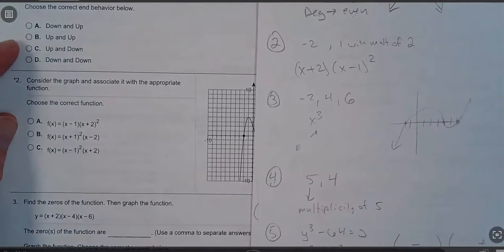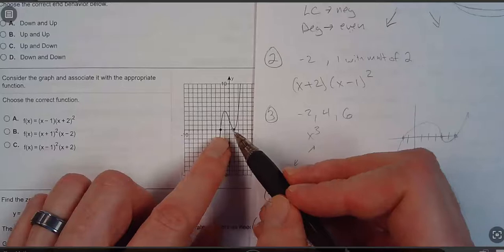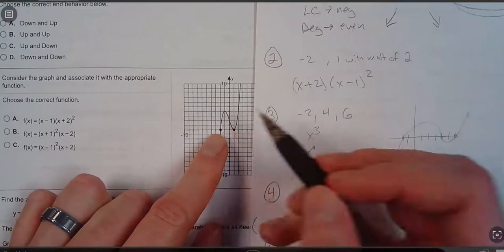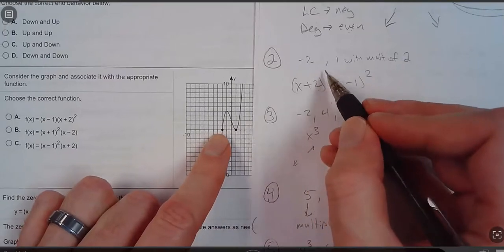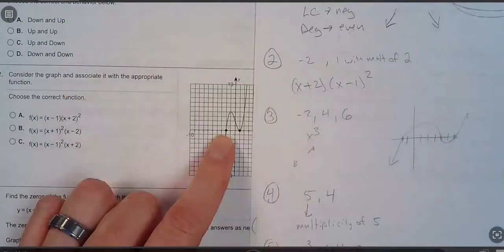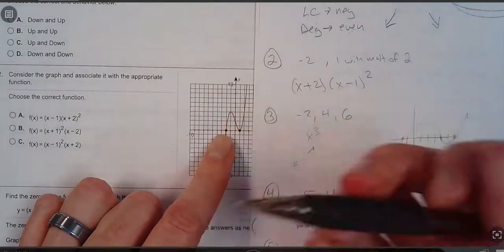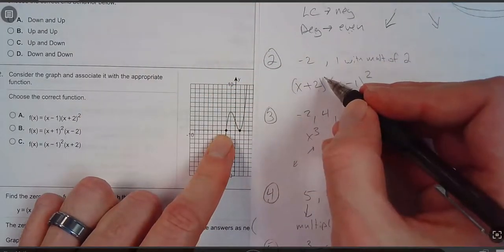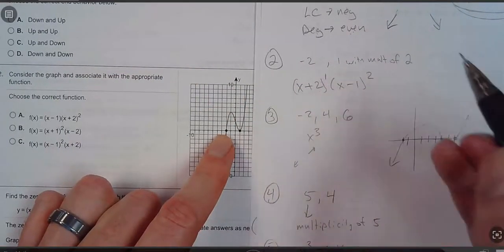Number 2, consider the graph. On this guy here, it crosses at negative 2 and it goes through. So that means x plus 2 with an odd power. Now the only options here are 1 or 2. So I'm just going to say it's 1. It could have been a 3, 5, 7 really, but since this is multiple choice, this is a 1.